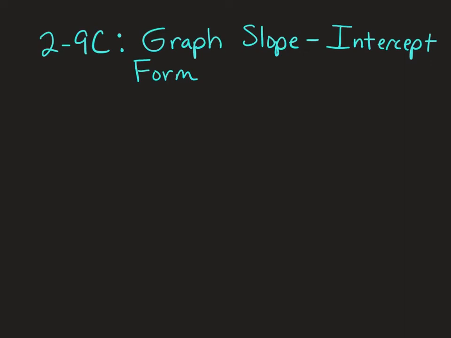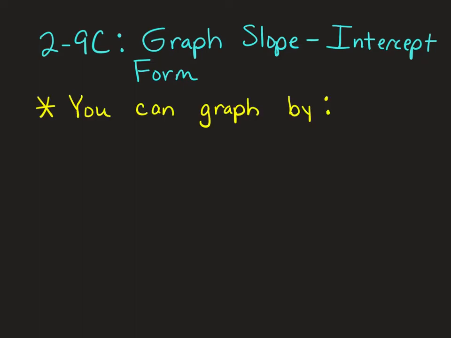Lesson 29C, we're going to graph equations that are in slope-intercept form. Remember that you have learned two other ways to graph equations. You've learned to graph by creating a table of values and plotting those points and then drawing a line through those. You've also learned how to graph using an x and y intercept and drawing a line through those. This last form, graphing using slope-intercept form, will be the form you use most often going forward.